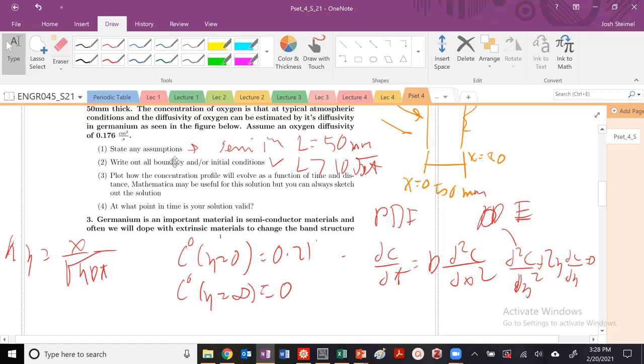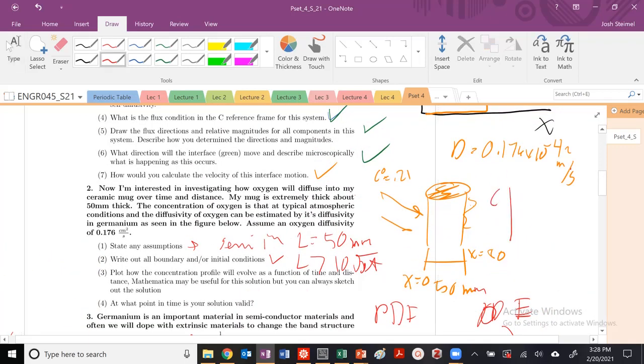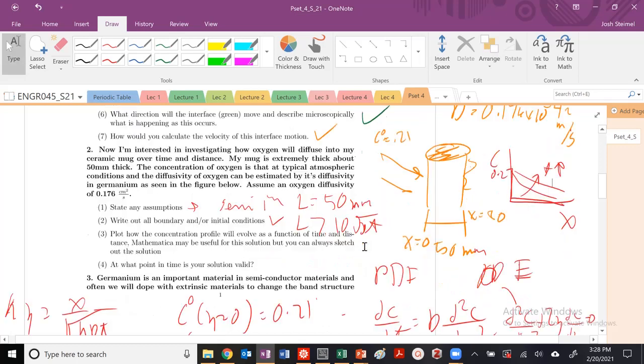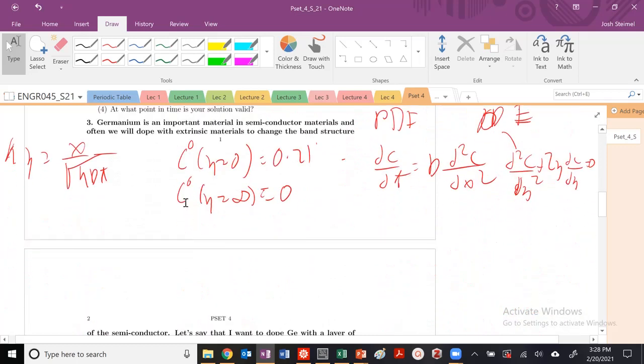So those are the points in time when my solution is valid, and my concentration profile is going to look something like this. Concentration is a function of x, so initially it's going to be at this 0.21 value, at small time it's going to be like this, and eventually it's going to go like this as time increases. So that's that problem in a nutshell.